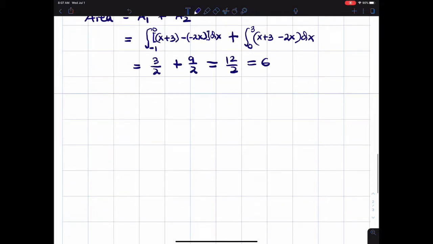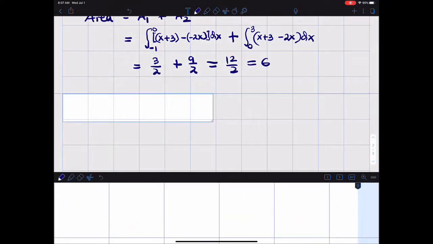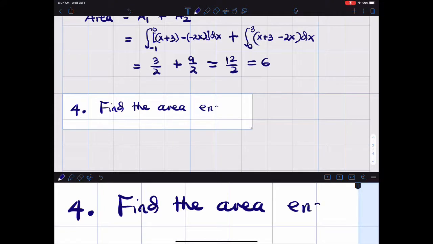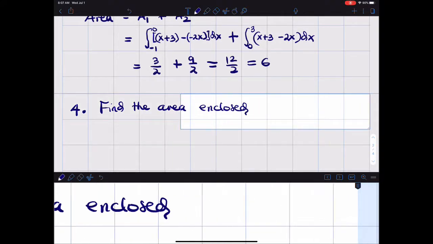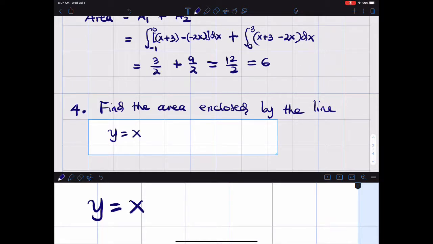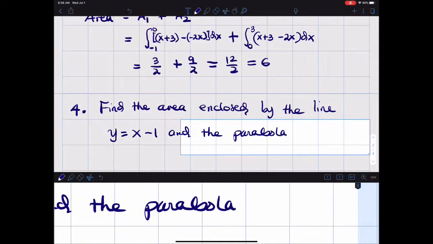All right. Let's look at a fourth one. So we'd like to find the area enclosed by the line y equals x minus 1 and the parabola y squared is equal to 2x plus 6.